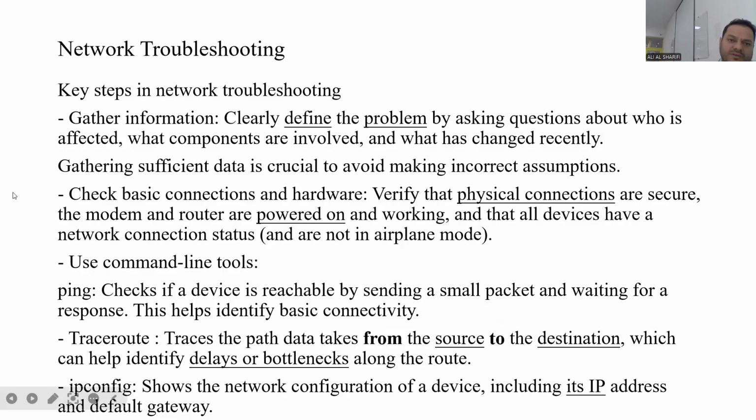The last slide today covers the key steps in network troubleshooting. Gather information is the first one. It's to define the problem. Like I said before, any programmer needs first to define the problem, and after that think about how to solve it by asking questions about who is affected, what components are involved, the damage in which sites, and what has changed recently.